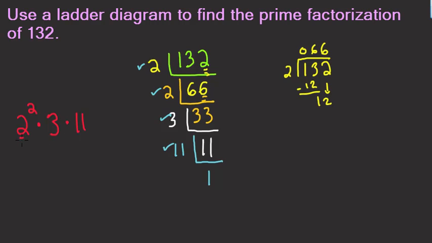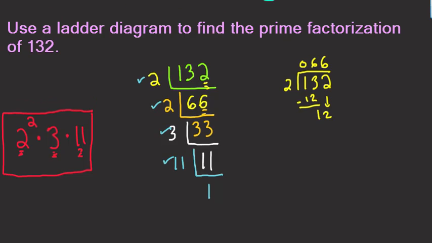So all of these numbers are prime. 2 is prime, 3 is prime, 11 is prime, and if we multiply them together, they will equal 132. Prime factorization. Copy that down.